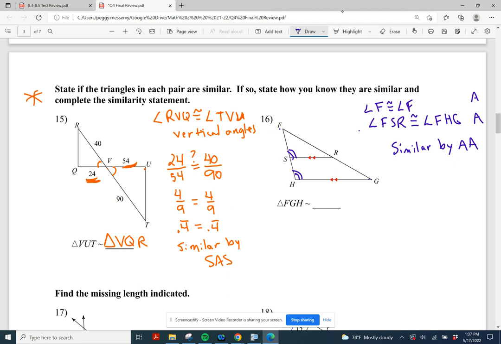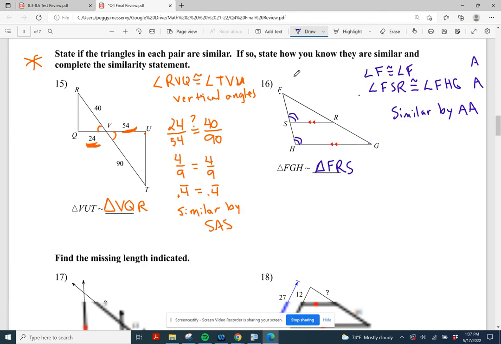Last thing we have to do is write the similarity statement, complete it. So triangle FGH is similar to triangle, we're going to start at the F. Remember, these two were congruent. That means angle G must be congruent to the angle there at point R. So we're going to go FRS. And we have our similarity statement.